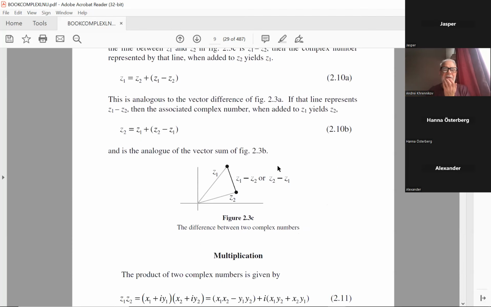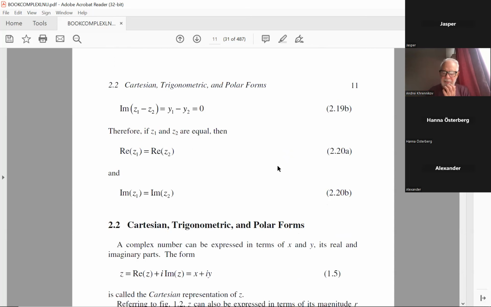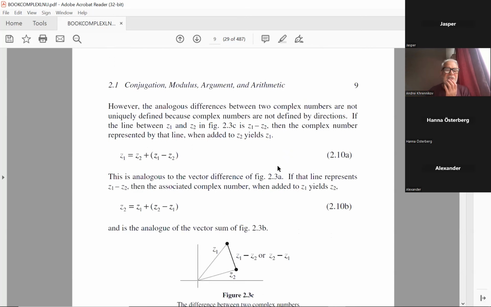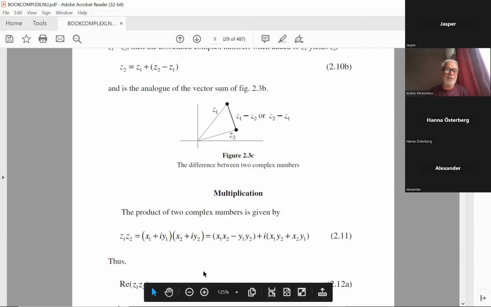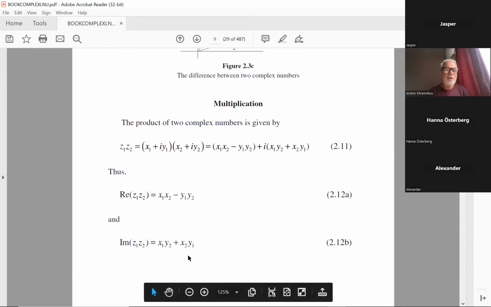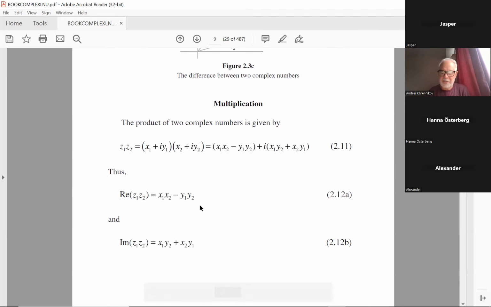Okay, that's multiplication. Multiplication is given as it should be. If you multiply, just open the brackets and use that i squared is equal to minus 1. So this is generated by the product of two i's. You don't need to remember this because you can just calculate.